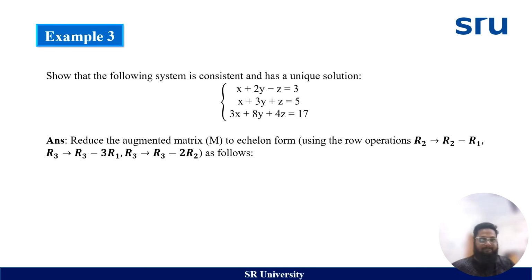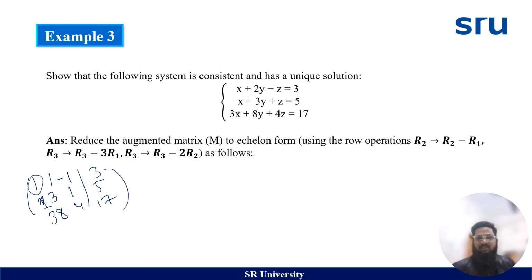Now take this one, another example we have taken here. So in this example, if you take the matrix, again 1, 1, minus 1, 3; 1, 3, 1, 5; this is 1, then 3, 8, 4, 17. So again we have to make this position 0, because this is the pivot.